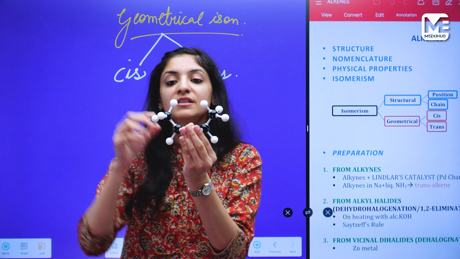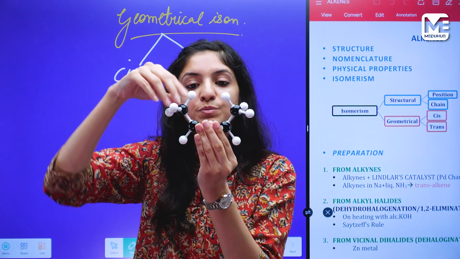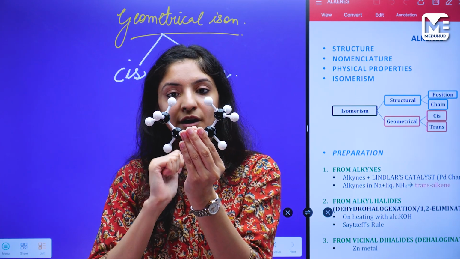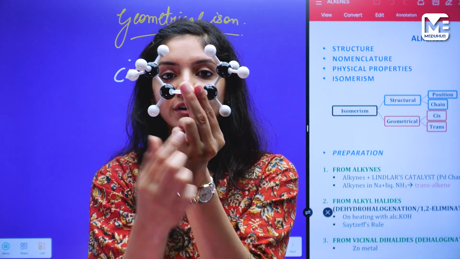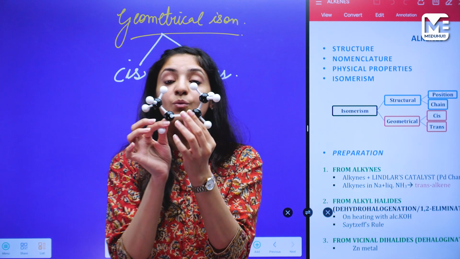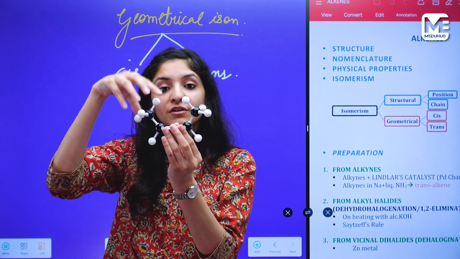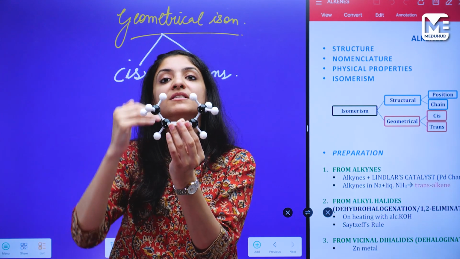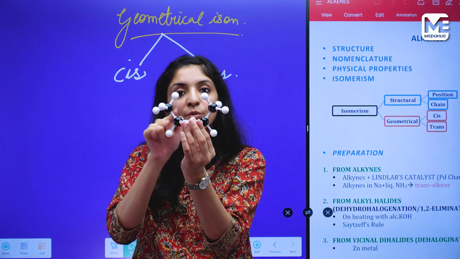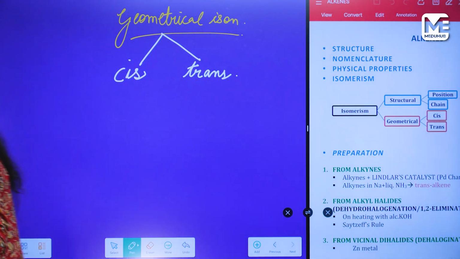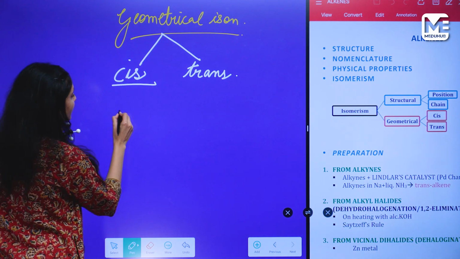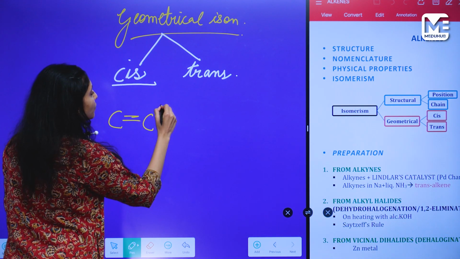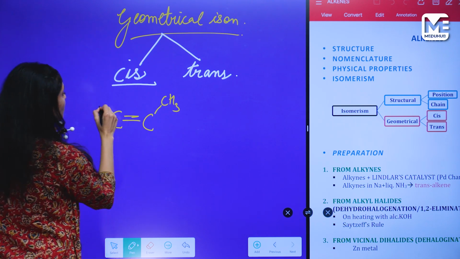In this structure, the CH3 groups or the methyl groups are both on the same side of the carbon. Both of them are at the top, both the hydrogens are at the bottom. This kind of configuration where the same groups or atoms are on the same side of the doubly bonded carbons, they are called cis isomers. We can draw them like this. In the case of butene, both CH3 groups are on one side.